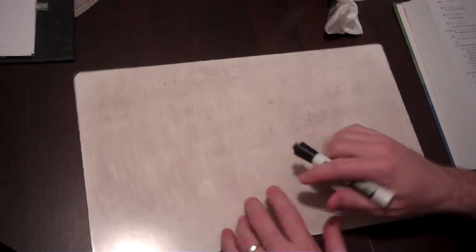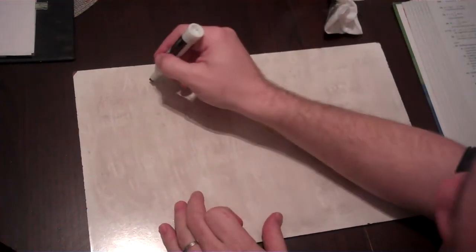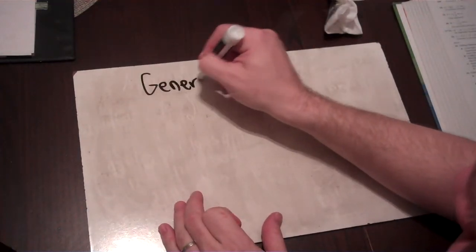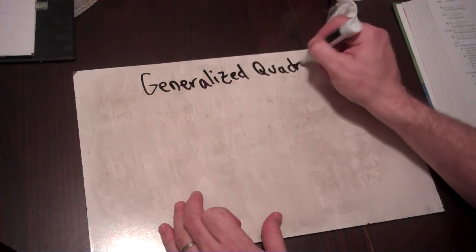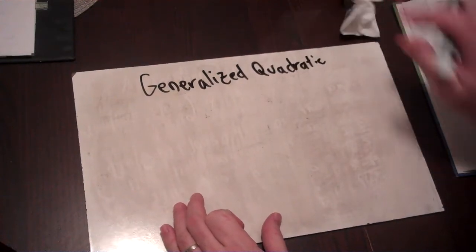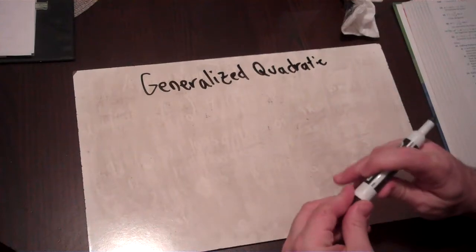For this next one, I want to tell you what a generalized quadratic is. So that's what we're going to be talking about, generalized quadratics. And it's this idea, a generalized quadratic is basically something like this.